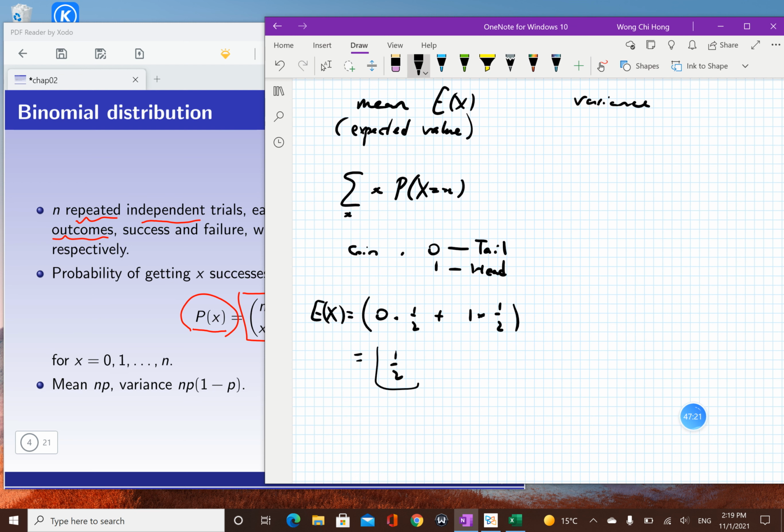This 0.5 doesn't mean that if you throw a coin you are going to get 0.5 of a head. No, it doesn't mean that. It means if you are throwing your coin 100 times, half of them, or 50 of them, will be heads. Expected value doesn't necessarily mean that it will happen in reality, but it's a number that you would expect to see on average.